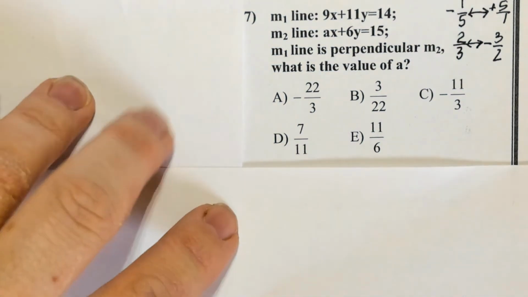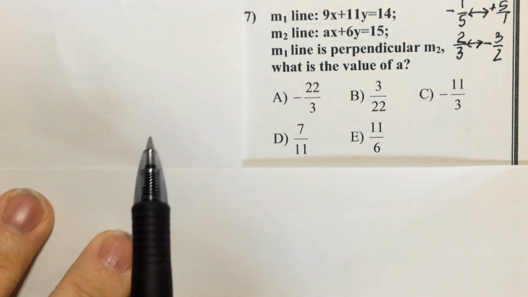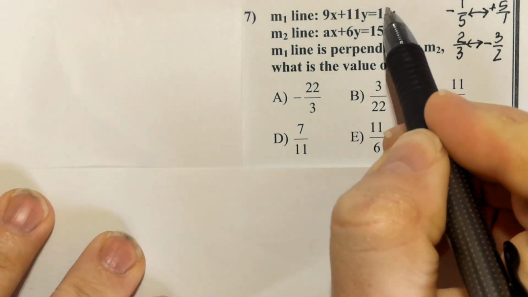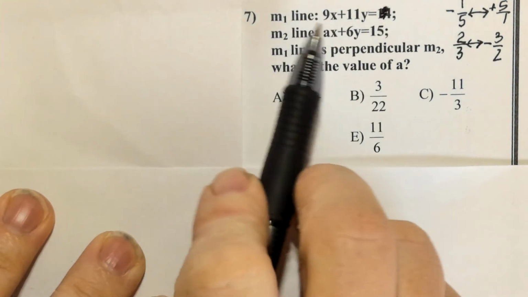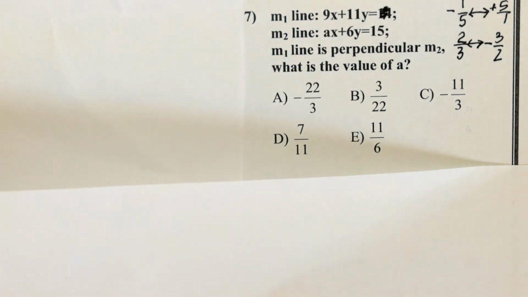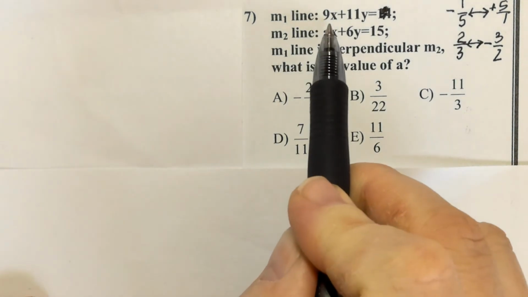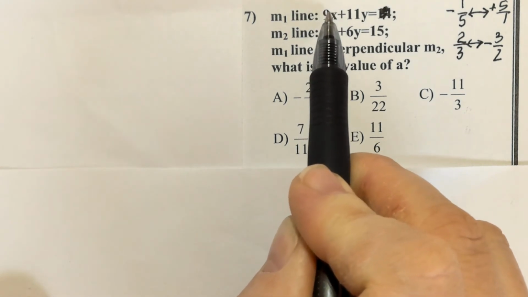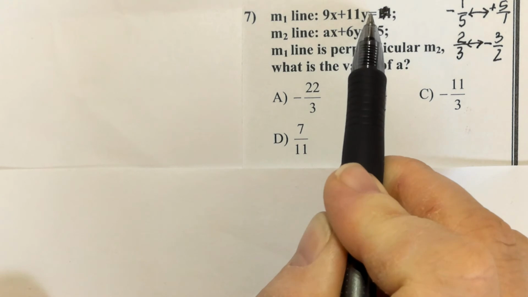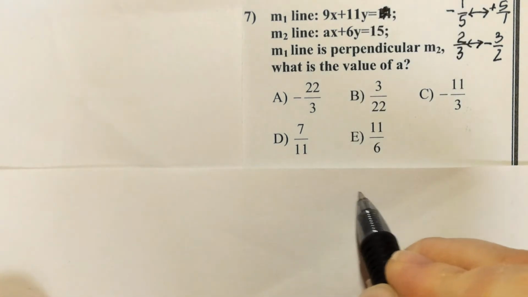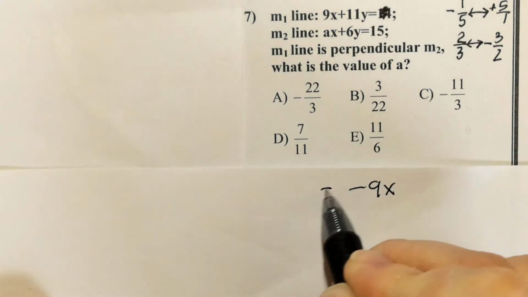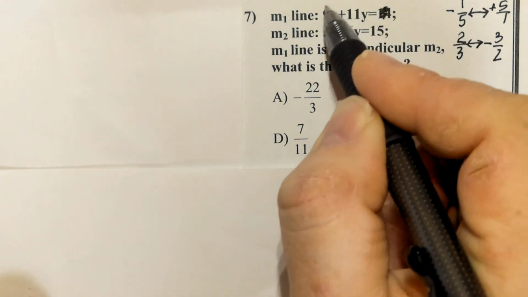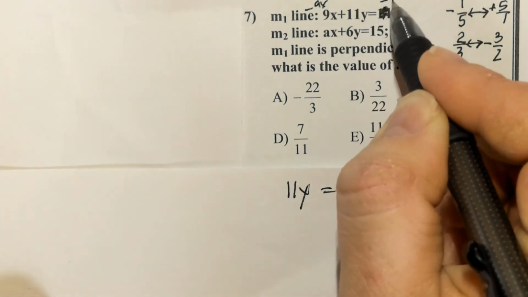So look at the first equation, and all I'm concerned about is the slope. So I don't care about these additional numbers. All I'm concerned about is the number with the x. So I'm going to start by taking this 9x, and it's positive, so when it comes across the equal sign, it becomes negative. And again, that's the same as if you subtract 9x from both sides.